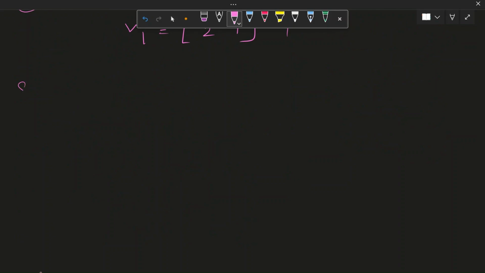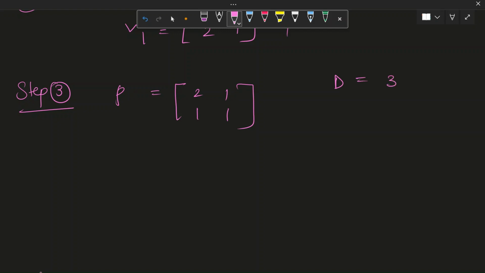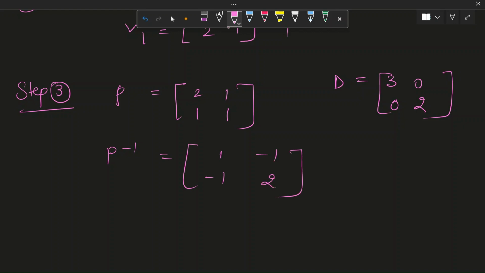Step number 3 is to form the matrices. So P will be 2, 1, 1, 1, and D will be 3, 2 on the diagonal, because these are our 2 eigenvalues, and the rest of the elements are 0. And the inverse of P will be 1, minus 1, minus 1, 2. Now, lastly, you will check the equation for the similarity transformation.